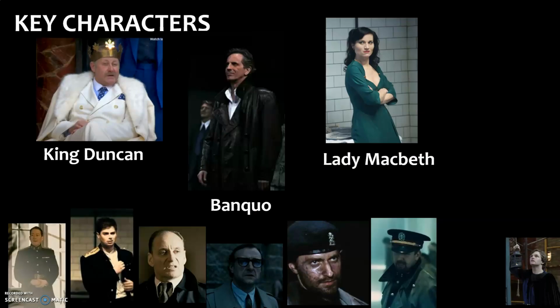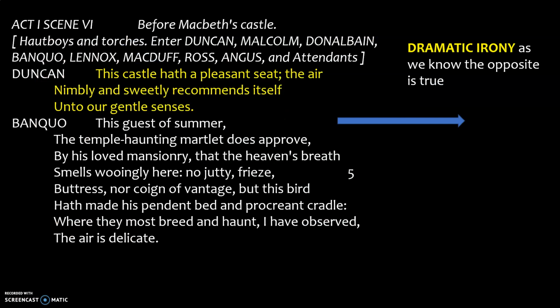So key characters. Now there's quite a number of characters who feature in this scene, but only 3 of them have speaking parts really, and that's Duncan, Banquo and Lady Macbeth, who you see there as our main characters. And then at the bottom there, all of the others are arriving with the king. His court, as you would call them, have arrived, all to stay with the Macbeths. So this is a real honour for them, hosting this whole group. And now let's have a look at the scene itself.